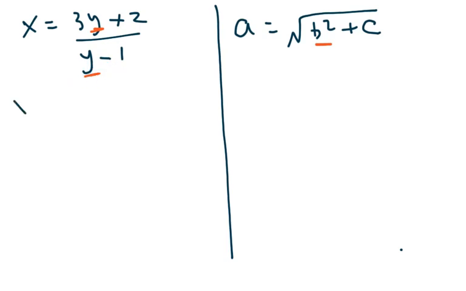So I'm going to get x times y minus 1. That's equal to 3y plus 2. Now we don't have a fraction. We've y on both sides, but we're still better than we were a moment ago. So now I'm going to multiply this out.